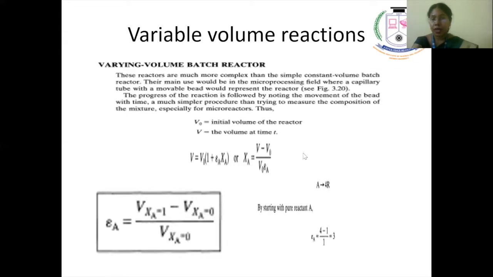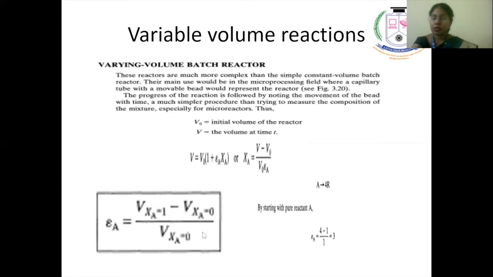So there are variable volume reactions also, for example, popping of popcorn. We can see that before the reaction the popcorn size is very small, but after the reaction it is large. So in that case, we have to account for the fractional change in the volume. So an important term known as epsilon is introduced in terms of variable volume reactions.